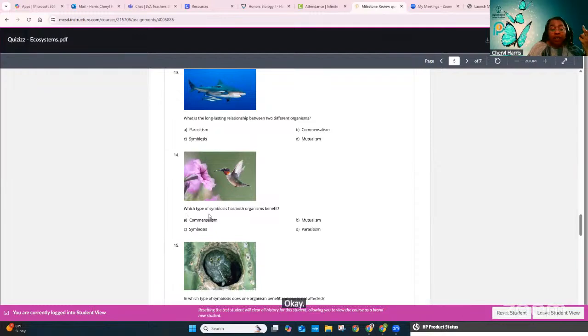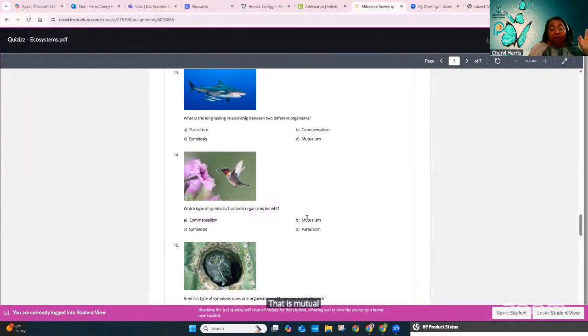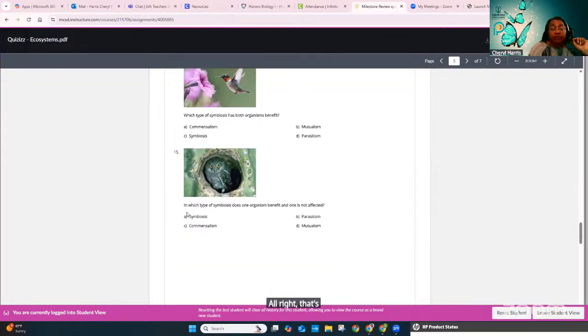Next one, the type of symbiosis where they benefit one another. Benefit means I do something for you, you do something for me, and we're helping each other. That is mutualism. So think of that. We have a mutual relationship. I do something for you, you do something for me. All right, that's 14.